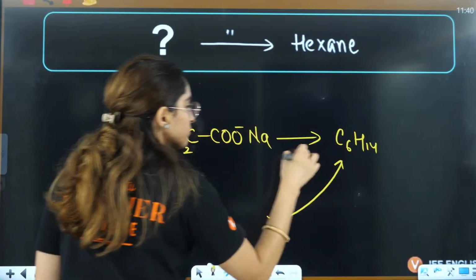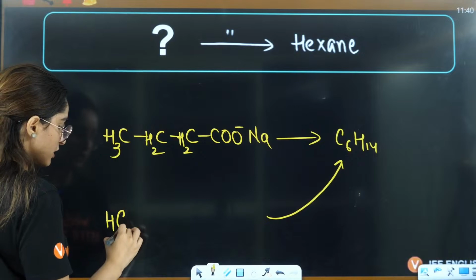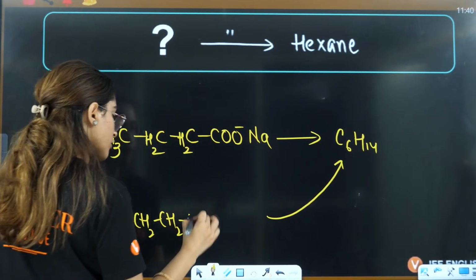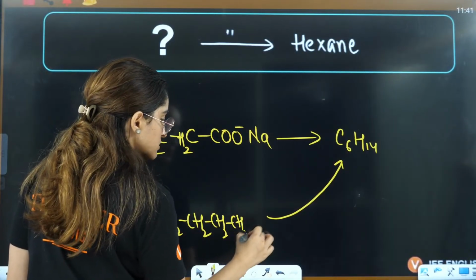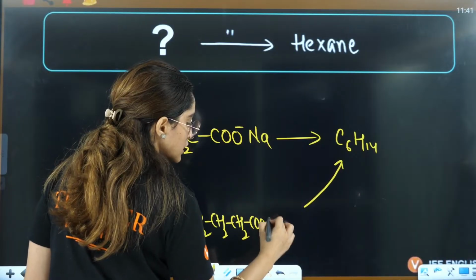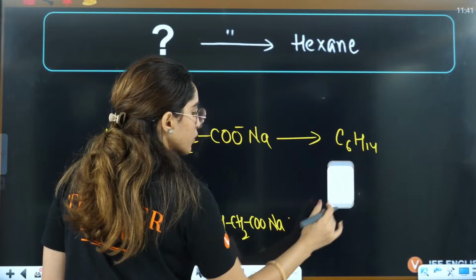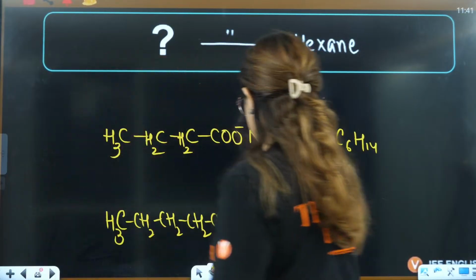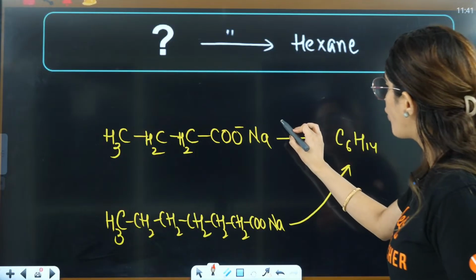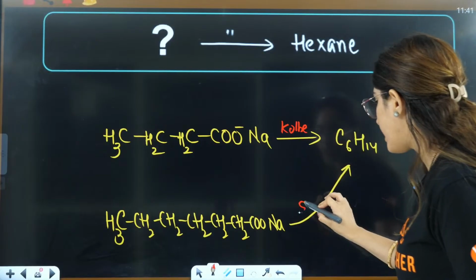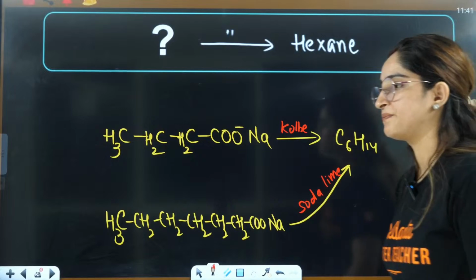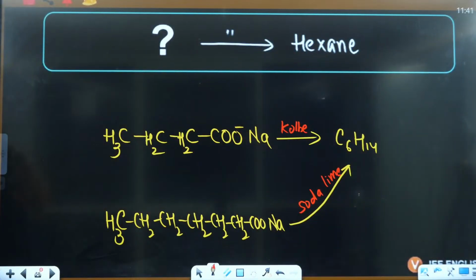But if you talk about the same thing from soda lime decarboxylation, then you will have CH3, CH2, 1, 2, 3, 4, 5, 6, COONa, and this is what you will have, right? So this, guys, is actually Kolbe's electrolysis, and this is soda lime. Okay? Yes, everybody? Yes, everyone, do let me know if that is clear to all of you or not. If there is any problem, then do let me know.